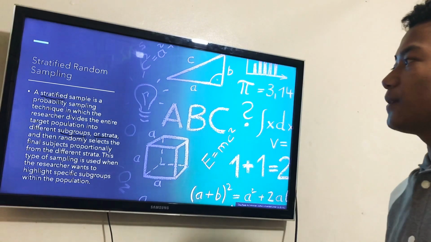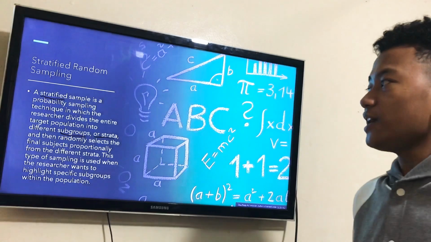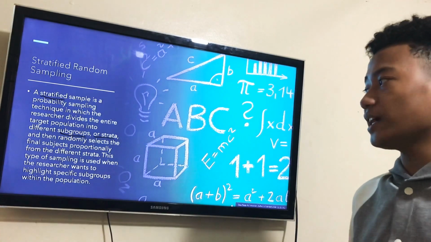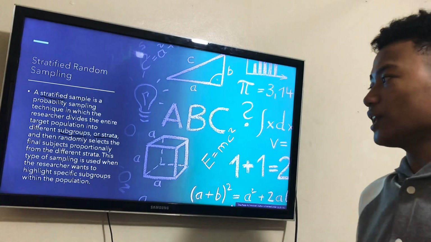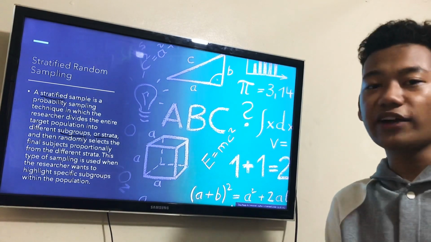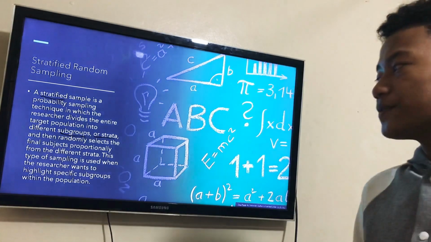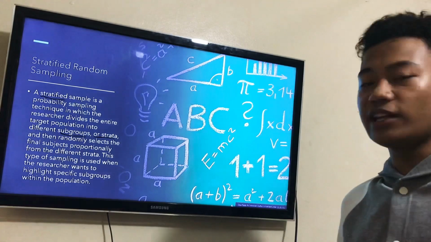Stratified random sampling. A stratified sample is a probability sampling technique in which the researcher divides the entire target population into different subgroups or strata, and then randomly selects the final subjects proportionally from the different strata. This type of sampling is used when the researcher wants to highlight specific subgroups within the population.